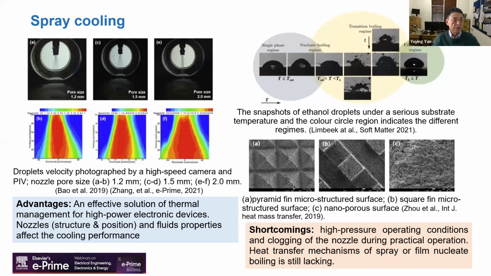It is an effective solution for thermal management of high power electronic devices. Nozzle structure and position and fluid properties could affect the cooling performance. However, in terms of the disadvantages, they need high pressure operating conditions, and clogging of the nozzle during practical operation may occur. But overall, the heat and mass transfer mechanism of spray or film nucleate boiling is still under intensive investigation.